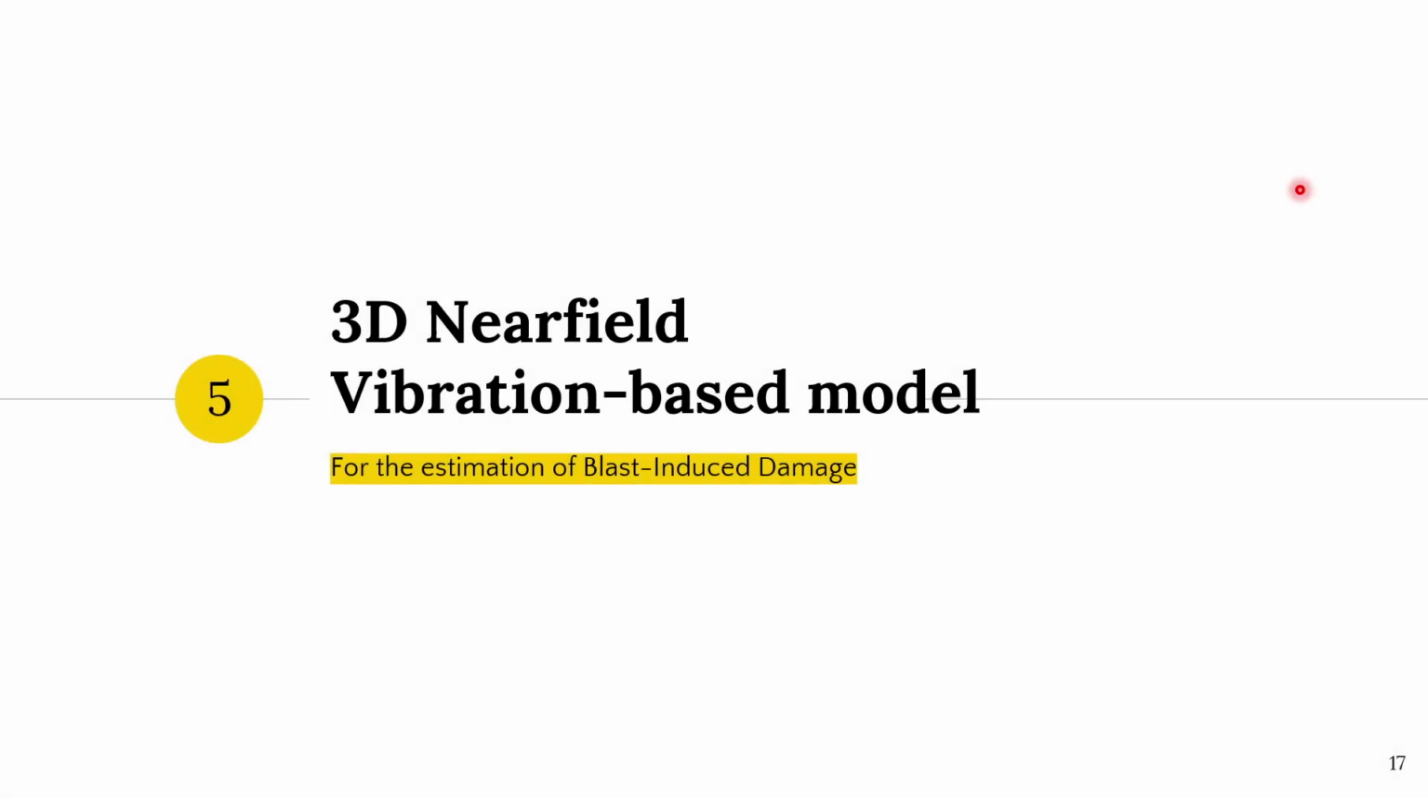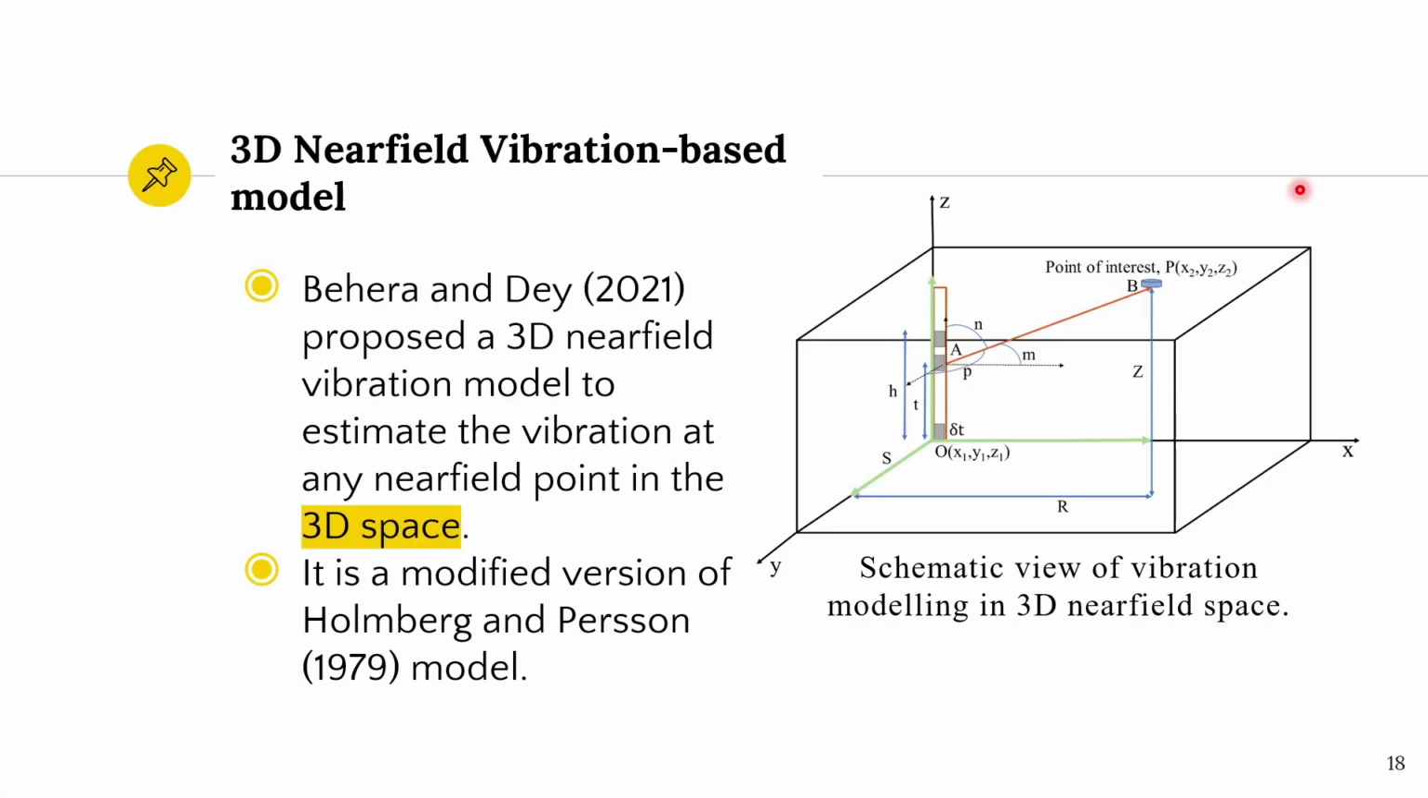In this study, one new 3D near-field vibration-based model is proposed to estimate the vibration at any near-field point in the 3D space, which is difficult to establish in the earlier models. This model is the modified version of Holmberg-Persson 1979 model. This is the schematic view of vibration modeling in the 3D space. In this model, the blast hole is positioned along the z-axis. O is the bottom of the blast hole. P is the point for which we are going to measure the near field PPV.